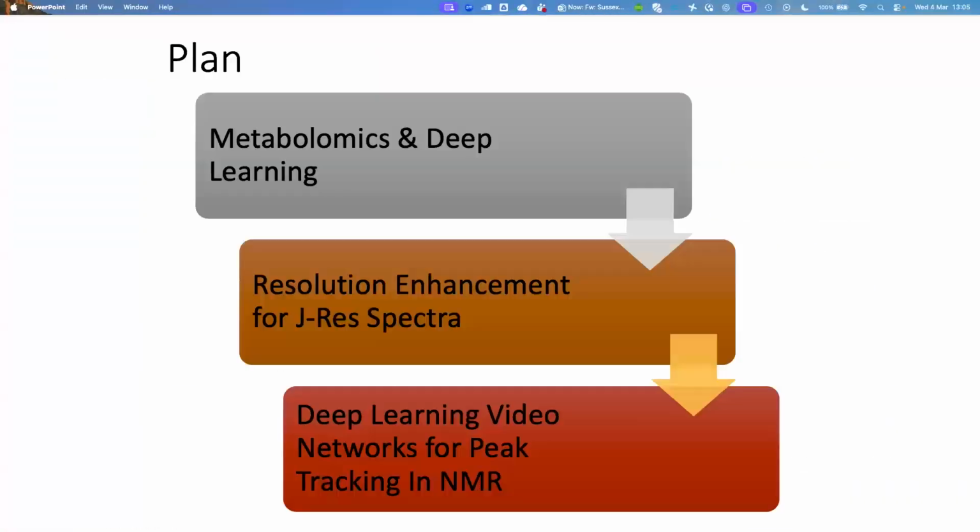So here's the plan of what I want to talk about. I'll give you a little introduction to what metabolomics is in a bit more detail, and also some of the interactions with the deep learning side. I know that some of you are more AI experts, some maybe slightly more on the chemistry side.